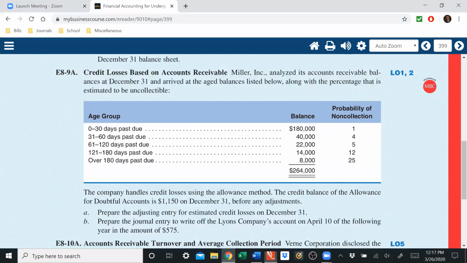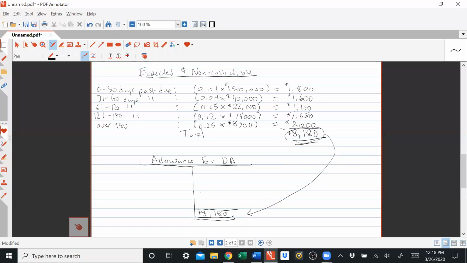It says here, the balance in the allowance for doubtful accounts on December 31st, before any adjustment, is 1,150. So this is the 12/31 balance in the account before adjustment. After adjustment, the balance needs to be 8,180. And so the adjustment, or the bad debt expense for this year, is the plug. This is the bad debt expense. It's the adjusting entry.